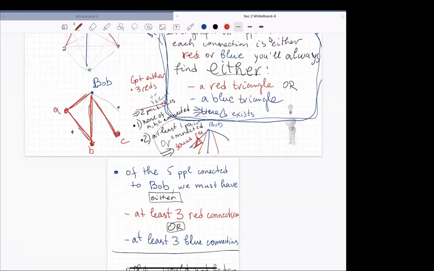So either way, you either find a blue triangle or a red triangle, because from Bob, there are 3 red ones emanating. But that was case 1. What if I have 3 blue ones? Help me conclude the proof. What if I had this situation here? I just carry out the same argument. Now I consider the blue connections from Bob and call these guys X, Y, and Z, or whatever. And now I'm considering connections between X, Y, and Z.